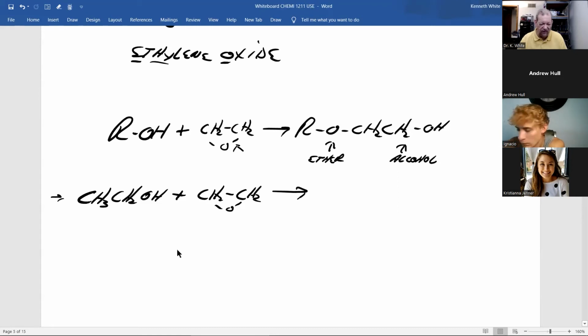And you look at this, what's different? Ooh, carbon-carbon, hydroxyl group, alcohol. This is ethylene oxide. Now, there's also propylene oxide that I've worked with.